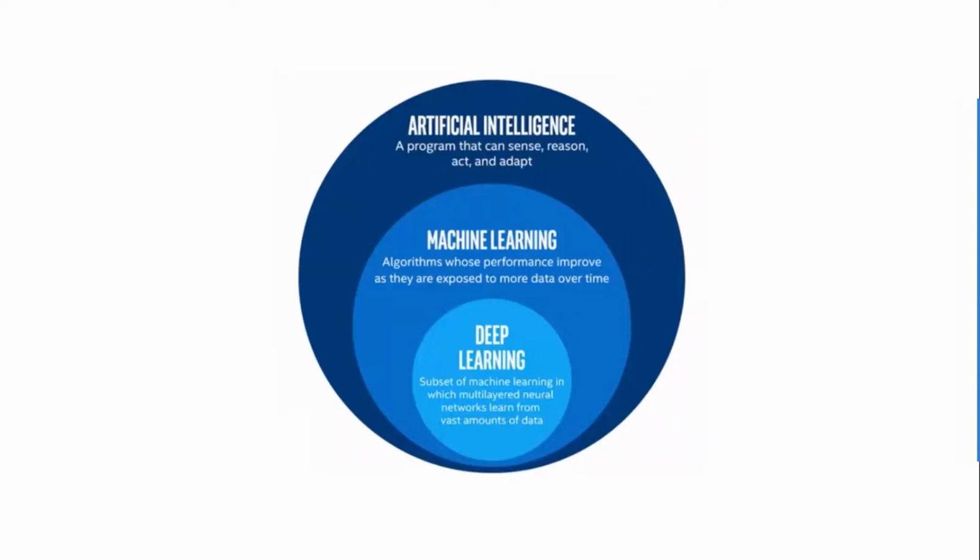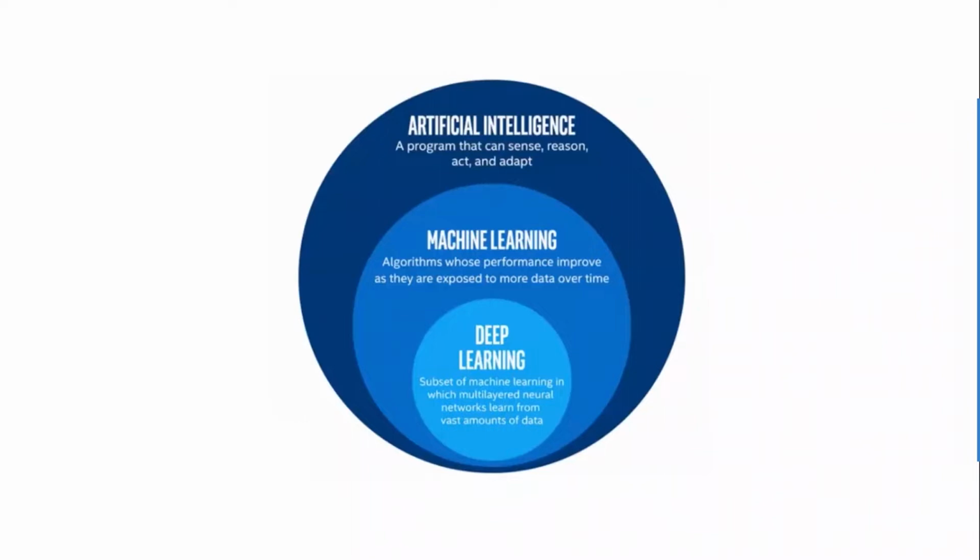So what is deep learning? Well, deep learning is a field from artificial intelligence. The idea behind artificial intelligence is to make a program that can sense, reason, act, and adapt, similarly to how a human would.